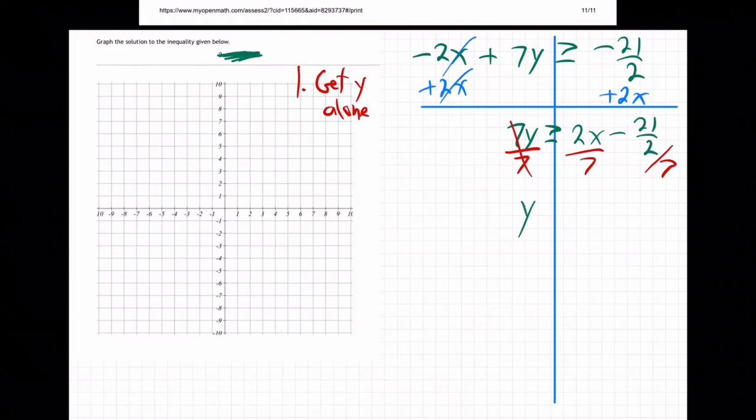Now, do I need to flip the symbol? No, because I divided by a positive, not a negative. You only flip the symbol when you divide by a negative number, not a positive number. So I'm dividing by a positive, so I don't need to flip the symbol. Keep it like it is. Okay, so what happens? Well, I get 2/7 x right here. Try that again. 2x over 7. And now here's the weird part.